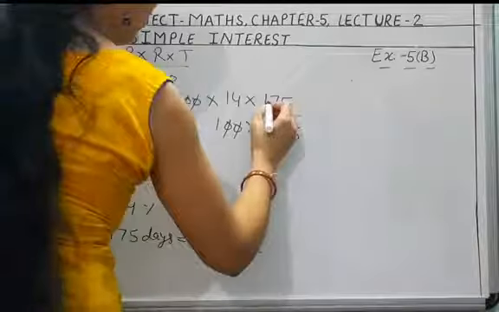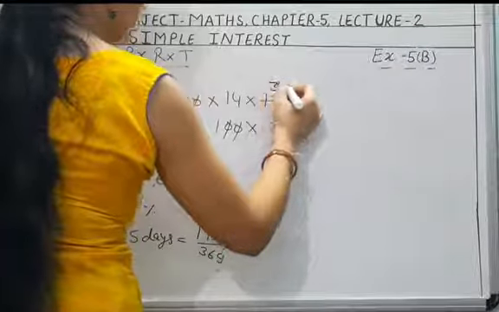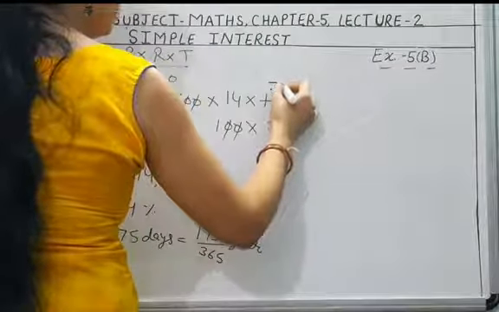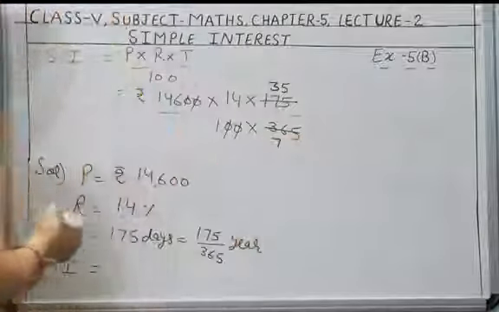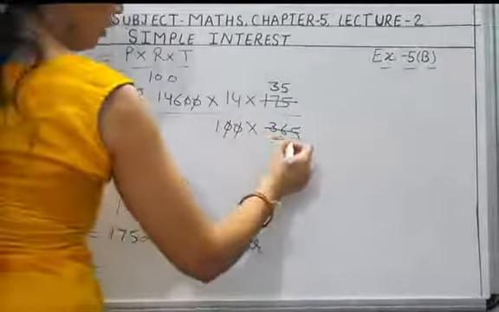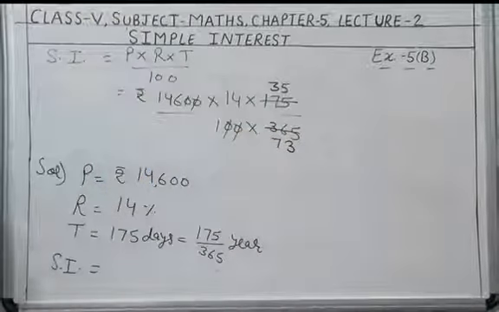Now cancel here with the table of 5. 5 3s are 15, 2 will be left. 5 5s are 25. 5 7s are 35. 5 10s are 50. Right?